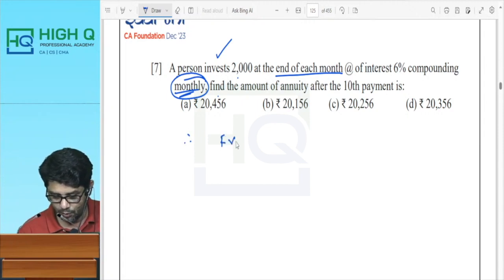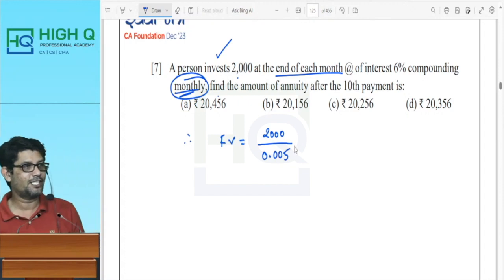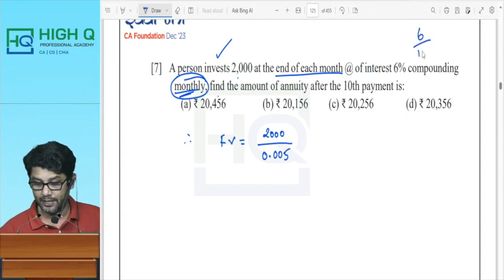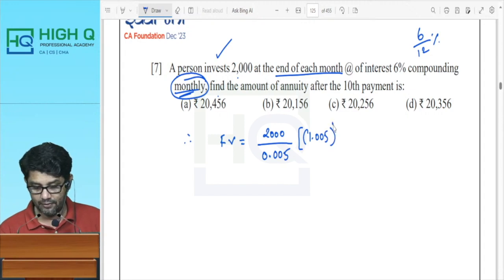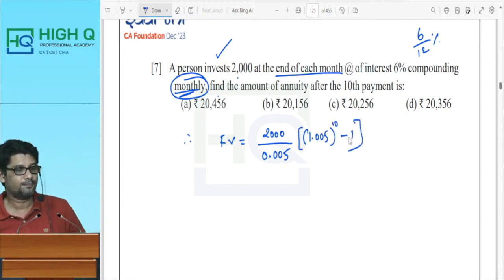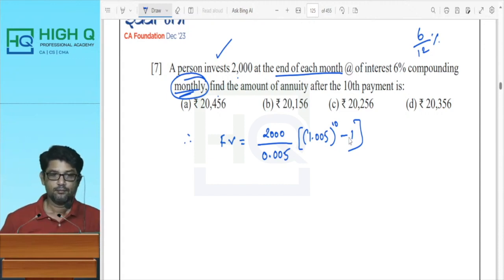future value is equal to 2000 divided by 0.005. Do you all agree, my dear? It is not 6%. It is actually 6 by 12%. It is 0.005 into 1.005 whole power 10 because the 10th payment they are asking, minus 1. Please calculate. Please get the answer, my dear.